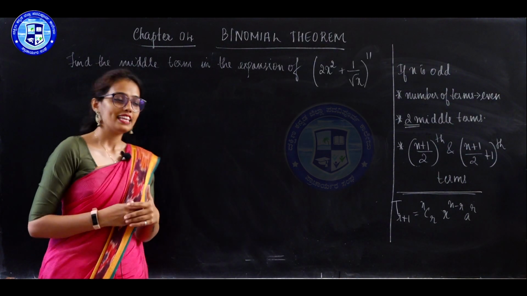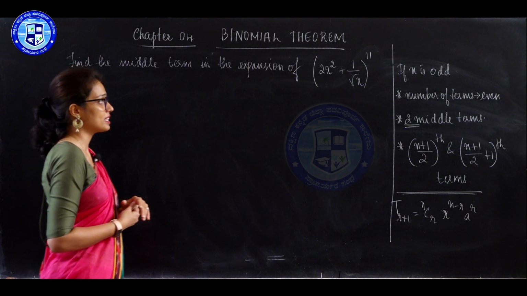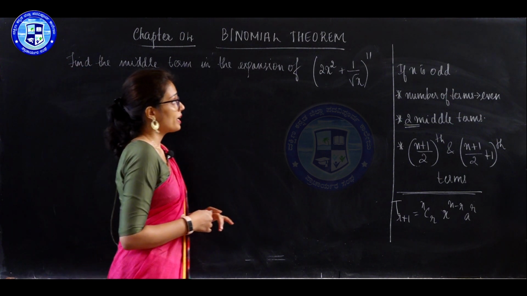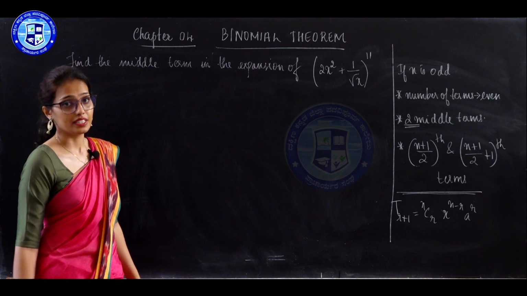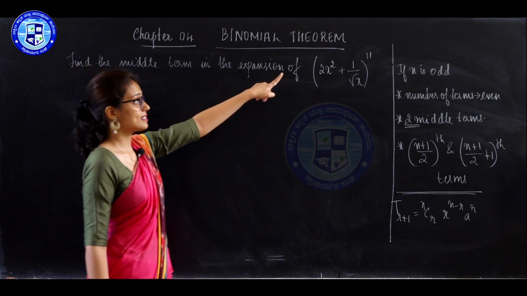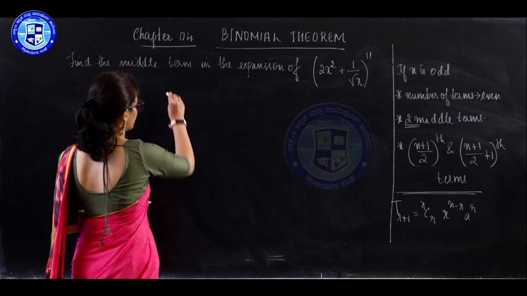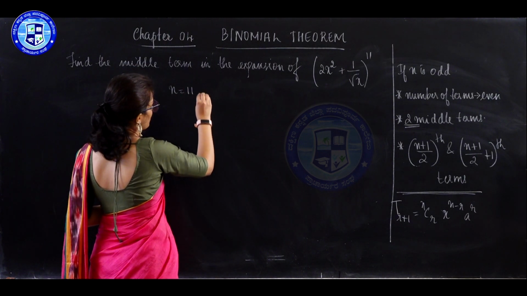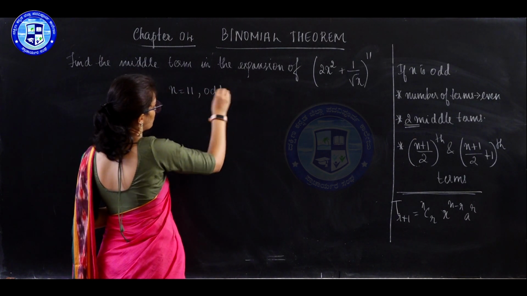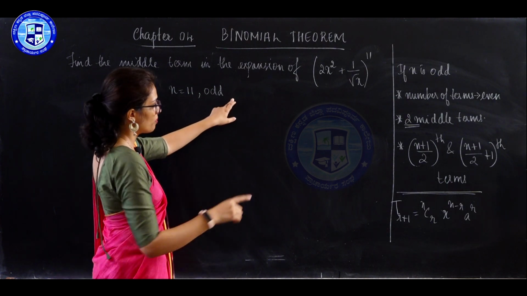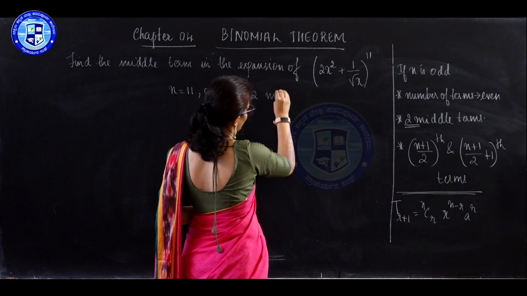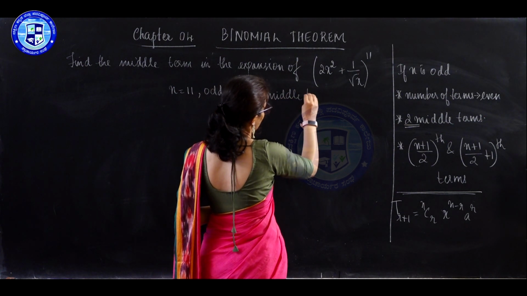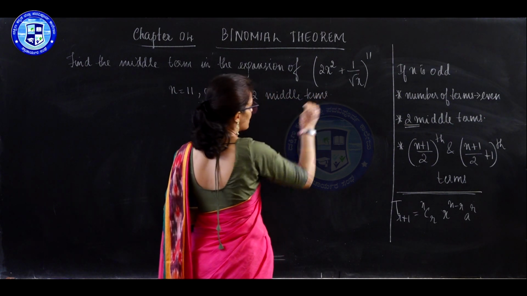Next question, let us find the middle term in the expansion of (2x square plus 1 by root x) to the power 11. Now note down, n is 11, which is odd. So, how many middle terms will be there? There will be 2 middle terms. And which are the middle terms?